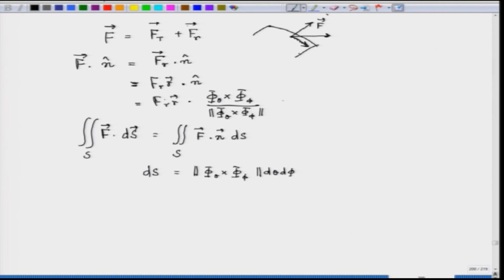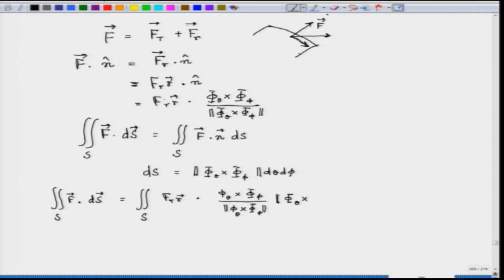So this is your n vector. So your integral over S of f dot ds vector is integral over S of, what is your f? When you are writing f dot n, it has become fr to r vector dot phi theta cross phi small phi by the norm of phi theta cross phi small phi, this thing into ds, which is the norm of phi theta cross phi small phi.